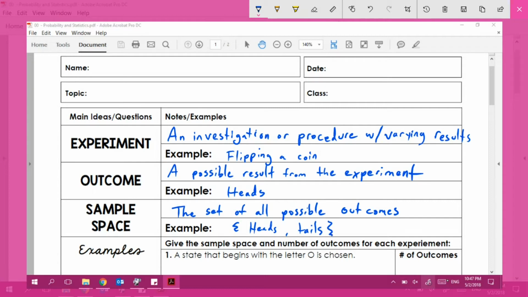We always put it in these, I cannot draw this thing. We always put it in these weird bracket things. I'm really bad at drawing them, but the sample space always goes in these squiggly bracket things. Not sure what they're actually called.